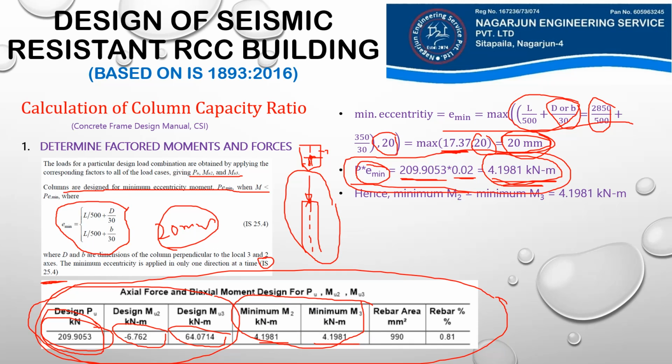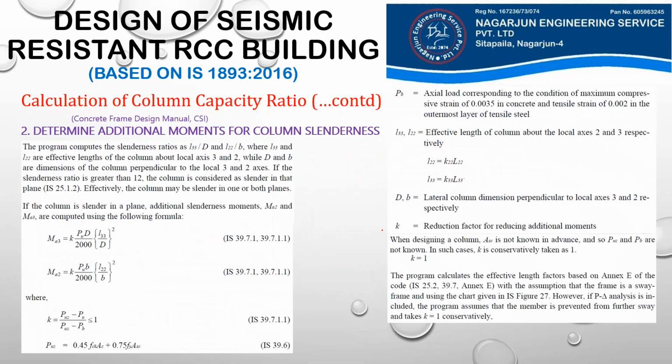4.1981. And after finding all these values of minimum moment and design moment, the software calculates rebar area and rebar percentage from the interaction curve. This is how the software designs for a column. If the design has to be checked, then the software calculates the moment capacity of those columns, which we have in number 2 now.